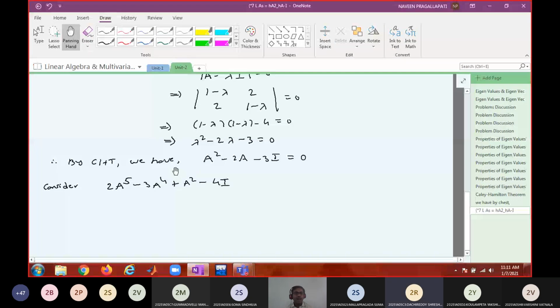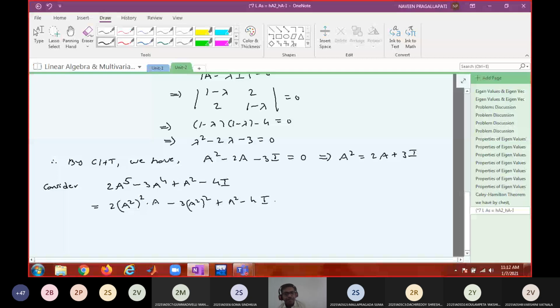A squared equals 2A plus 3I. I know A squared equals 2A plus 3I. Then do you want me to write it as 2(A squared) squared into A minus 3(A squared) squared, and then simplify, keep on simplifying? So this is fine, this is one way. After a few steps you will arrive at a first degree polynomial, by repeated application of the Cayley-Hamilton result.